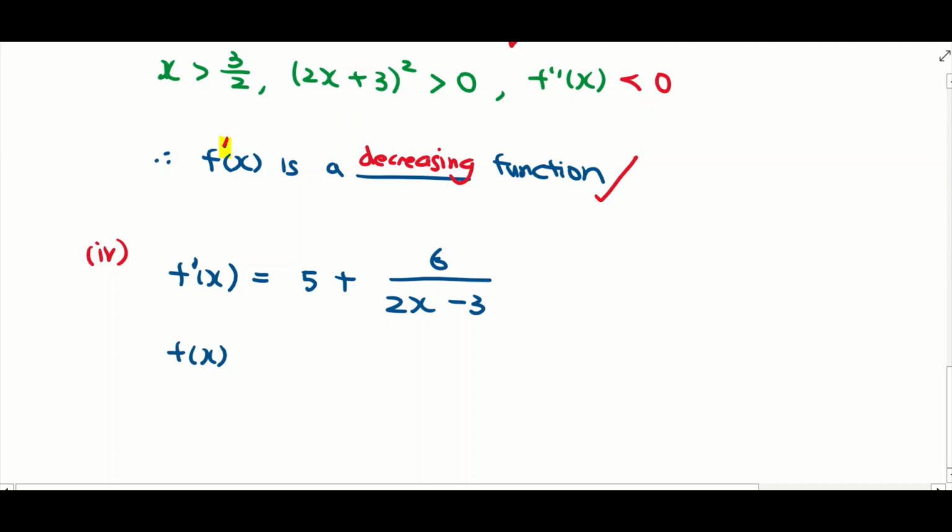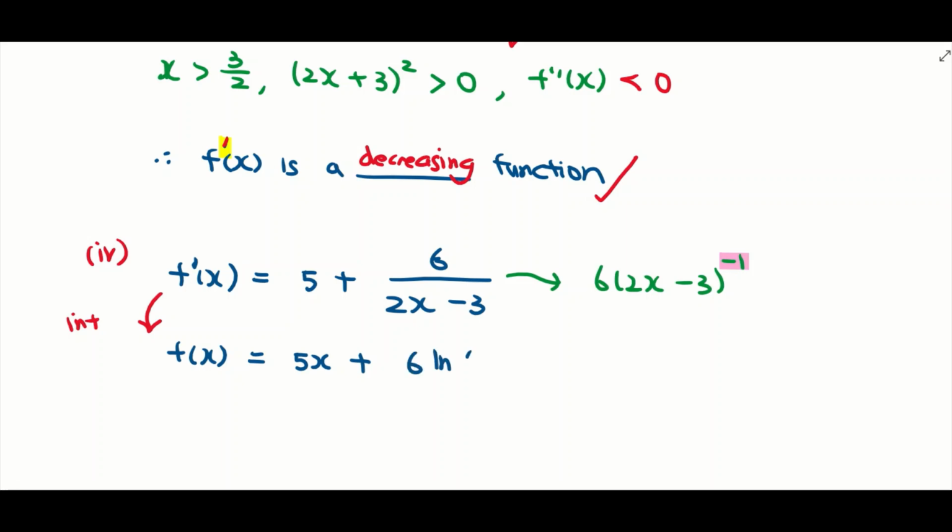I'm going to use my result for part 1 to integrate to get my f(x). Integrate 5 will give me 5x. Then I move on to 6 over 2x minus 3. Notice that this is a power minus 1 case. So power minus 1, if I integrate it, it will become a ln. Ln the denominator divide by coefficient of x. My coefficient of x is 2. Divide by 2, don't forget to plus C.